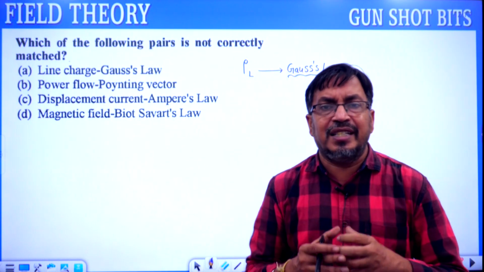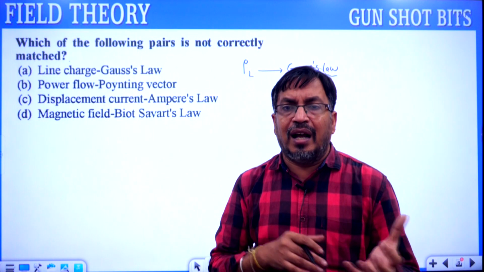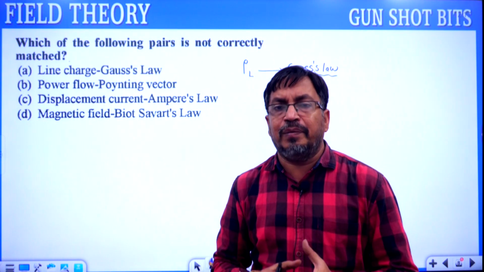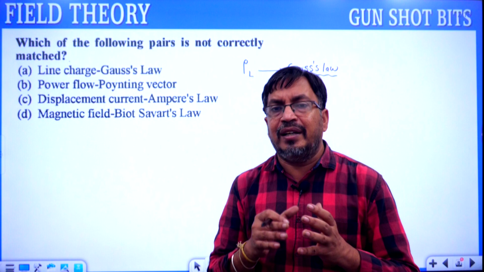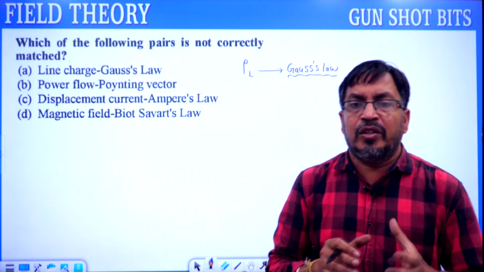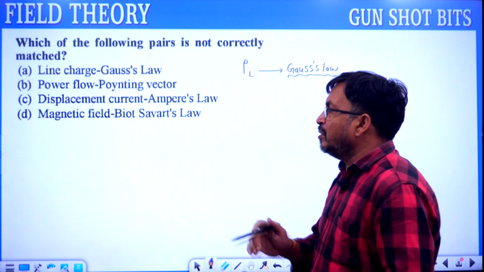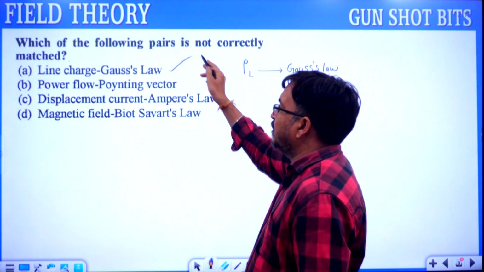So, there is a relation between Gauss law and line charge. What is the relation? By using Gauss law we can determine the field components due to line charge. So, it is a matched pair, right.